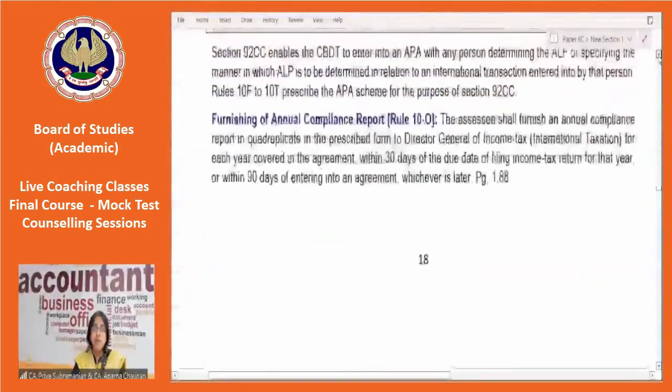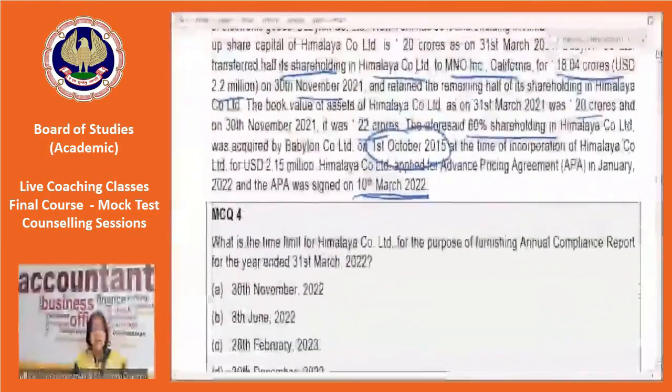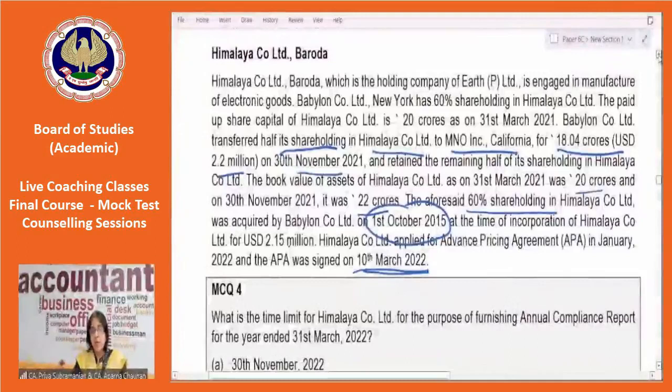Now, what is the information given here? Information given is 60% holding. The shares were acquired on 1st October 2015 and it's sold in this year, so it's a long-term capital gain. If it's unlisted shares, what is the consideration given? 18.04. And what's the cost of acquisition? Cost of acquisition is 2.15 million at the time of acquisition.